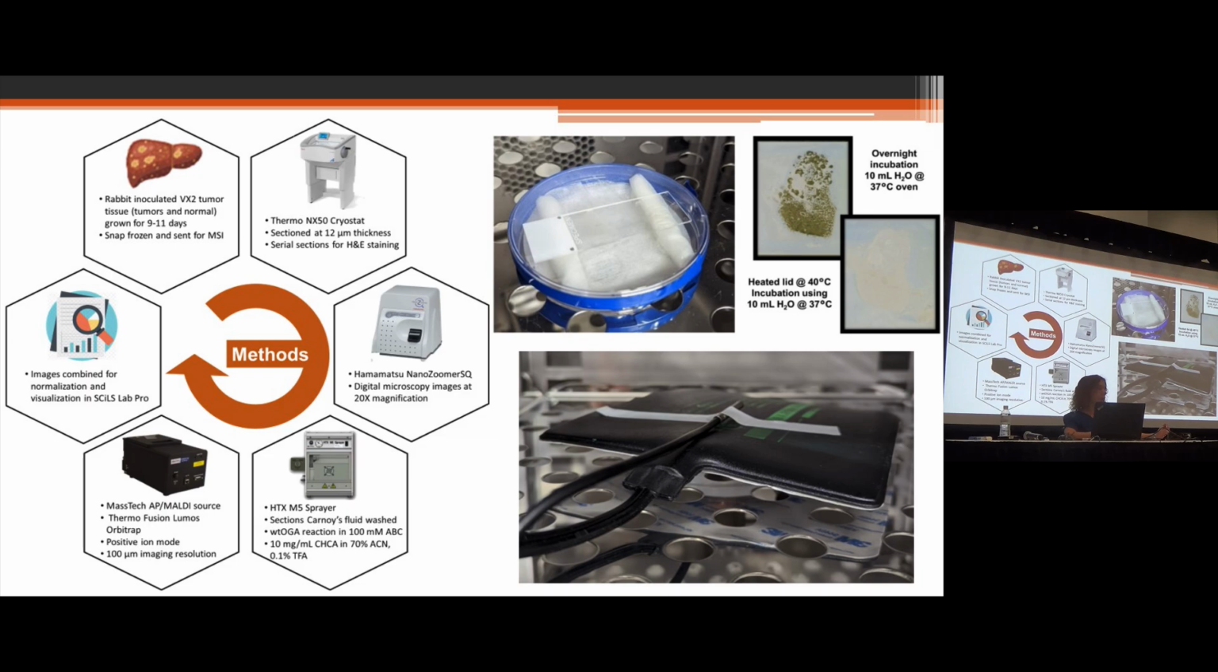So here is our methodology. We used a rabbit liver tumor model, the VX2 model. So we had tumors that were grown for about 9 to 11 days, harvested and snap frozen. We sectioned at 12 micron thickness. All of our matrices and enzymes were applied using an HTX M5 sprayer. We had digital images of serial sections for histology annotation using a Hamamatsu scanner. And we did all of the imaging using an AP MALDI source on a Thermo Fusion Lumos instrument. And in this case, because this was a method development study, we didn't go to the super high resolution. This was all done at 100 microns.